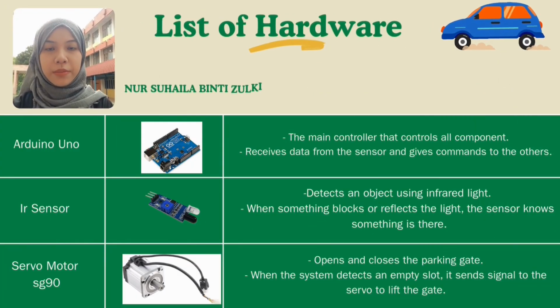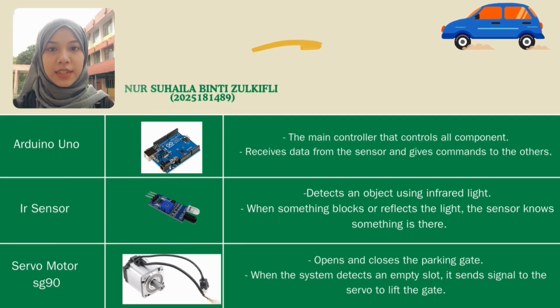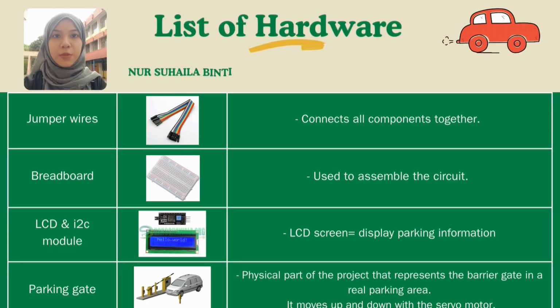For hardware requirements, our system uses several main components. Arduino Uno acts as the main controller for the system. Infrared sensors are used to detect vehicles entering and exiting. A servo motor is used to open and close the parking gate automatically. An LCD with I2C module displays the parking availability information. Other components such as jumper wires and a breadboard are used to connect and support the circuit.